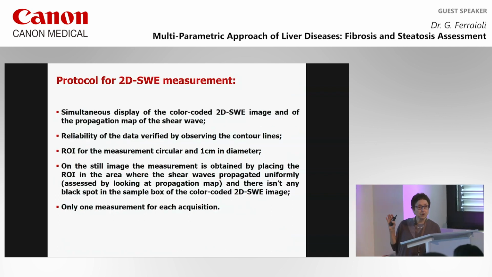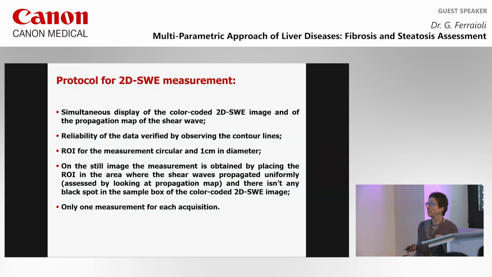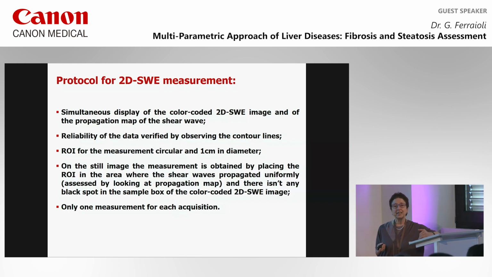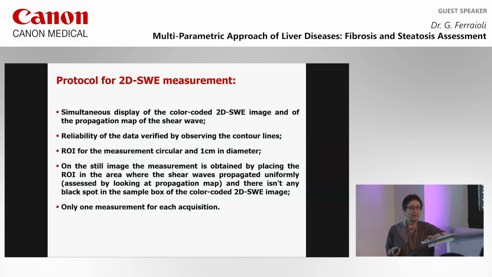And the protocol for this system, for two-dimensional shear wave elastography: by default, we have a simultaneous display of the color-coded image and the propagation map. The reliability of the data is always verified by looking at the lines, and the ROI for measurements is at least 1 centimeter below the capsule. This is recommended now also by the guidelines. And on the still image, use the propagation map as a guide. Also, I strongly suggest, and guidelines have now suggested, that only one measurement should be performed in a frozen image.